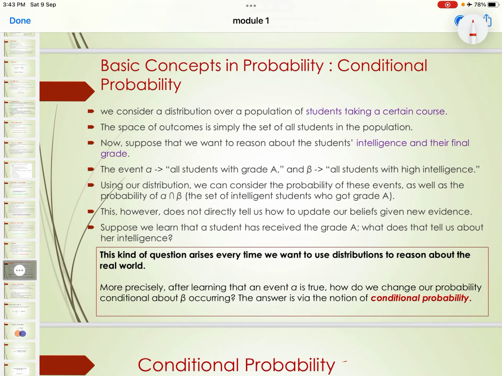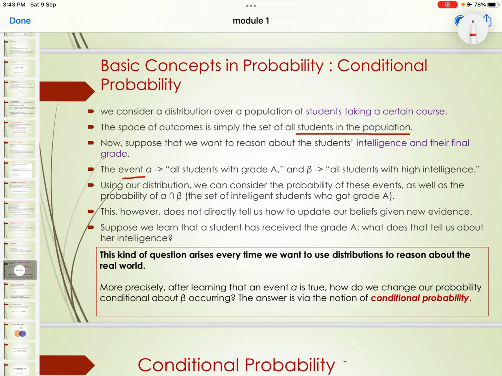So, basic concepts in probability: conditional probability. We consider a distribution over a population of students taking a certain course. The space of outcomes is simply the set of students in the population. Now suppose that we want to reason about the students' intelligence and their final grade.